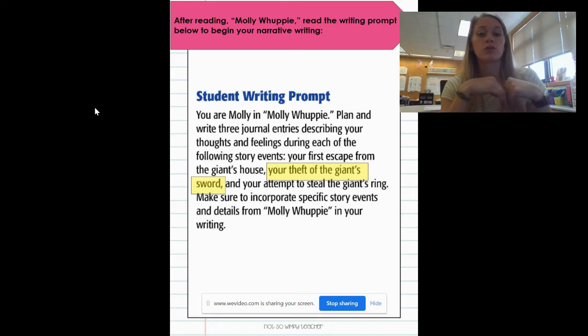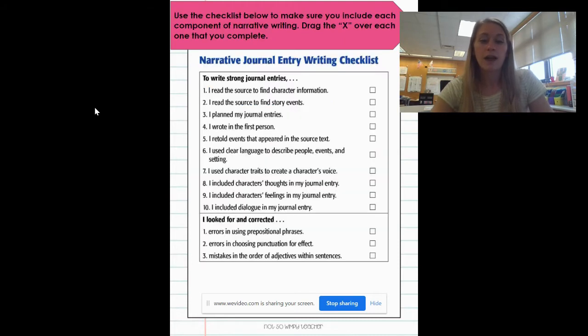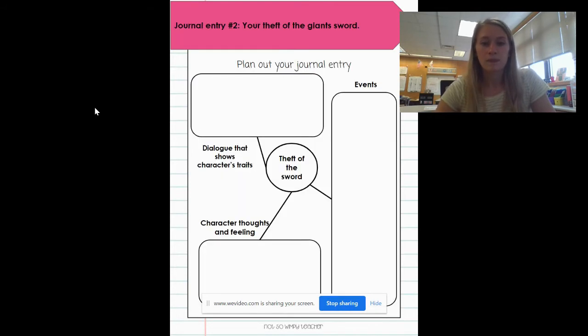So now it's time to write our journal entry number 2. And this one is the portion that's highlighted in the yellow right here. So journal entry number 2 is going to be about the theft of the giant's sword. Okay, we're going to go through at the end of the writing. This is the checklist to make sure you included each component of narrative writing. Today we're going to work on this slide right here.